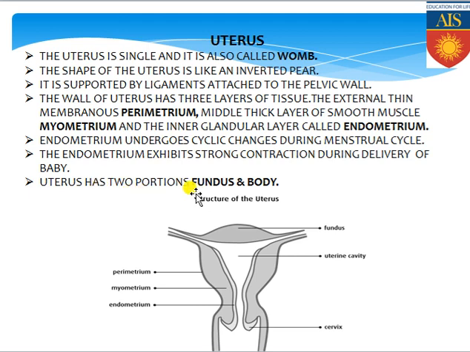The uterus has two portions. One is the upper portion, the fundus, and the middle portion is the body of the uterus. Three layers are also shown here: the internal layer, the endometrium, then the muscular layer, the myometrium, and the outer layer, the perimetrium. There is also the uterine cavity or uterine canal. So this is the overall structure of the uterus.